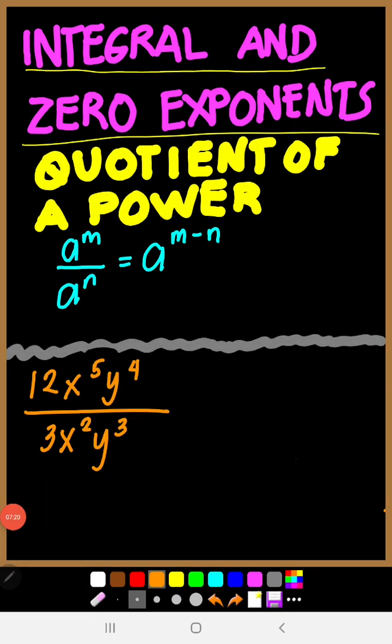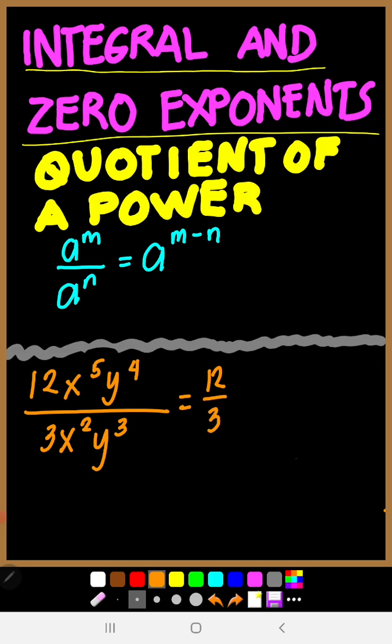Okay. So, last example for quotient of a power. We have 12x raised to 5, y raised to 4, divided by 3x squared, y cubed. Ngayon, may coefficient, tapos dalawang variable. So, katulad doon sa multiplication, sa product of a power, we multiplied first the coefficient. So, it's the same with the quotient of a power. We divide first the coefficient. So, meron tayong 12 divided by 3.